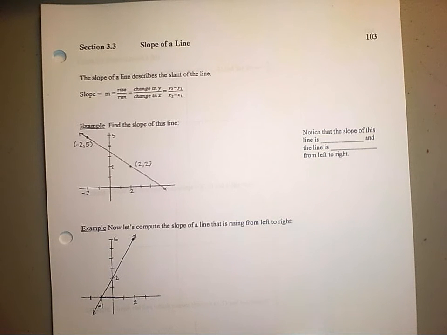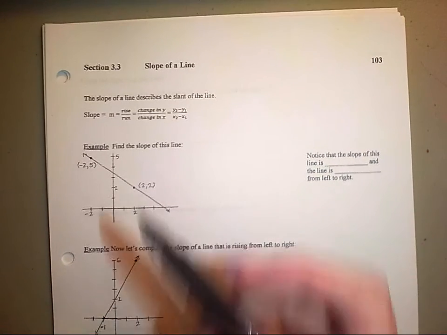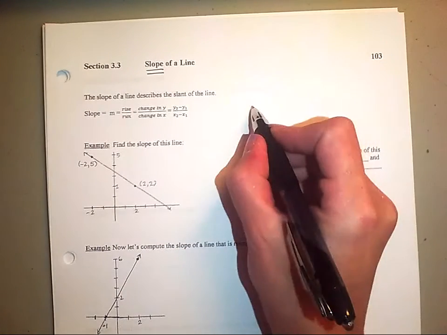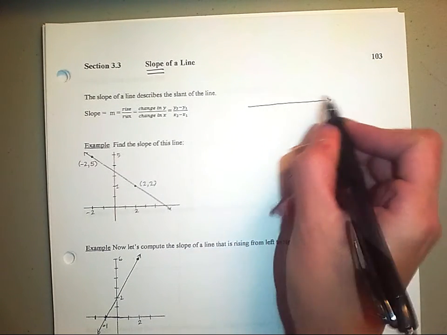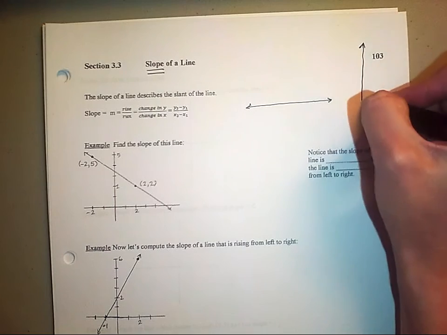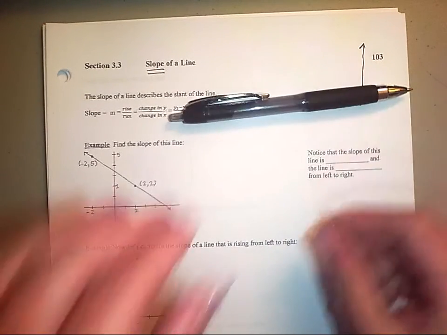Okay, today we're talking about section 3.3, the slope of a line. One of the reasons why we're talking about this is because slope is something that defines a line. Now we have many different types of lines. We can have lines that are horizontal, lines that are vertical, and we can have lines anywhere in between that.